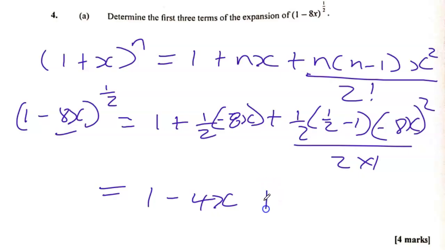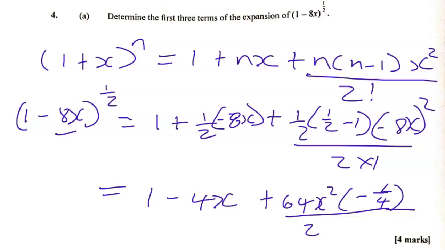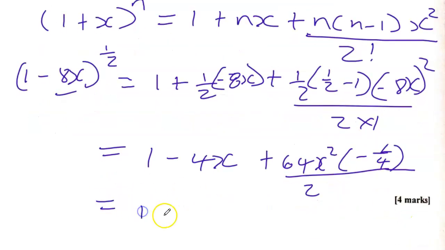squared. So this part is 64x squared, and then over 2, and here we have half minus 1. Half minus 1 is negative a half times half, so that's negative a quarter. So this will become 1 minus 4x. So 2 into 64, that's 32. 32 times negative a quarter, that's negative 8, so negative 8x squared. So those will be our first three terms.